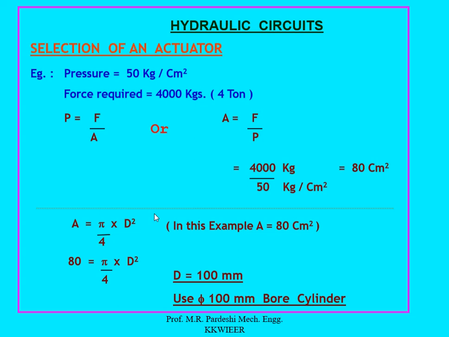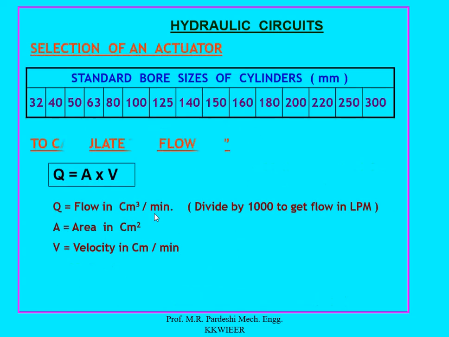So what is meant by manufacturer's catalog? Manufacturer's catalog is nothing but data in tabulated form like this. So selection of an actuator is from the standard bore sizes of cylinders, in mm. These are the standard bore sizes, various cylinders are there. It is based on the manufacturer catalog, which depends on which company is going to manufacture that particular actuator.